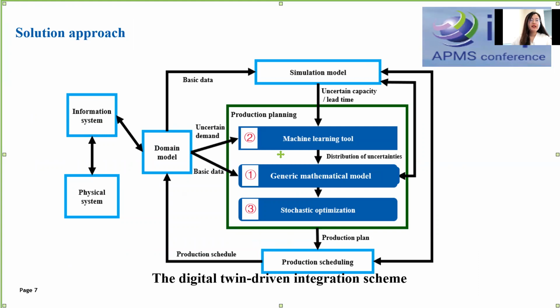For this problem, we give the solution approach: the digital twin-driven integration scheme. First, we can use the Internet of Things to collect information and data from the physical system into the information system. Through this, we can create a domain model. The domain model can provide data for different models, such as simulation models, machine learning models, and the mathematical model.